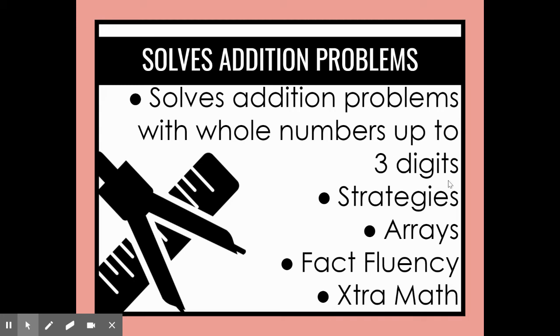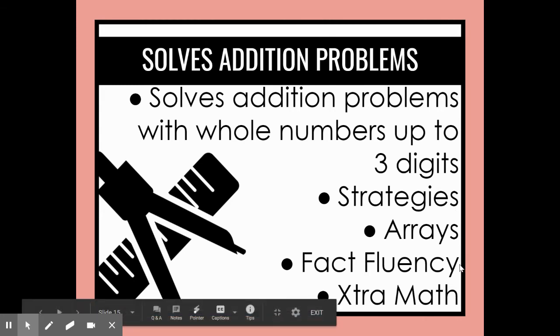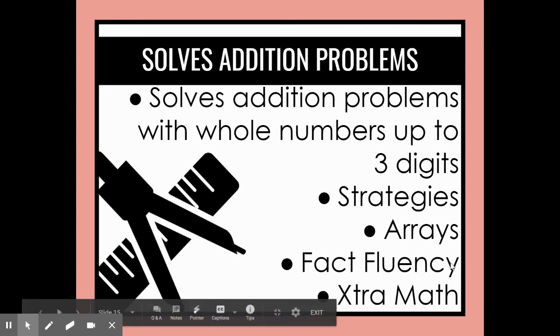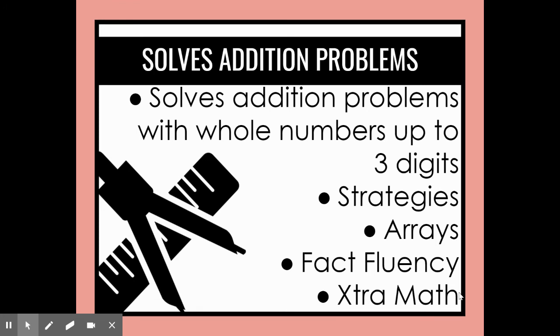So we solve addition problems up to 3 digits. So we'll do 3-digit addition. They need to be using strategies when they add. So doubles, make a 10, doubles plus 1. We teach arrays, which is addition. Fact fluency: in second grade, they should know their facts 0 to 20 fluently, meaning within about 3 seconds, they should be able to answer a fact. And most of us do Extra Math to help practice that fact fluency online as well.